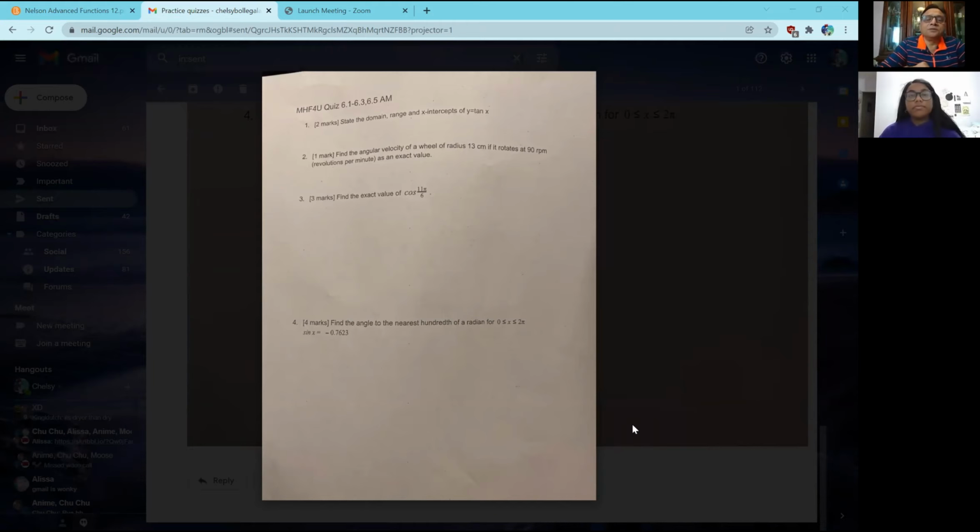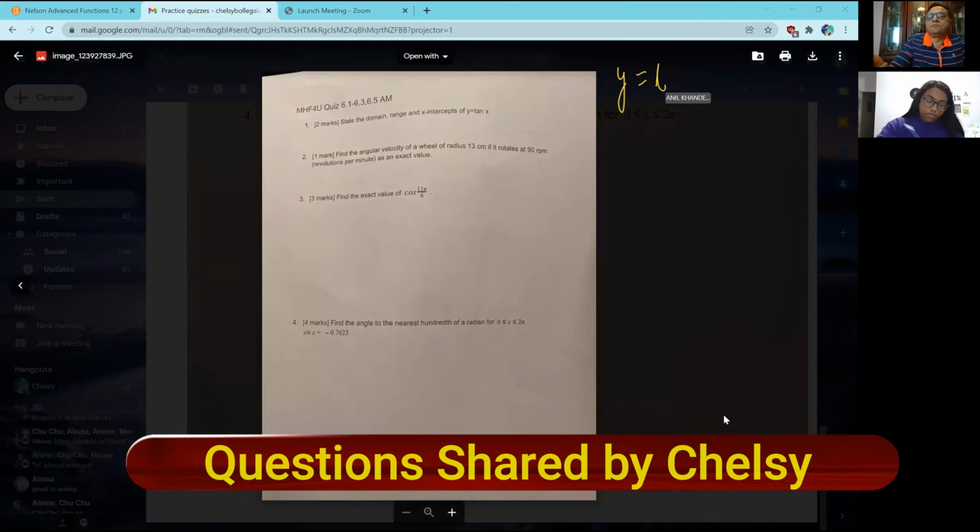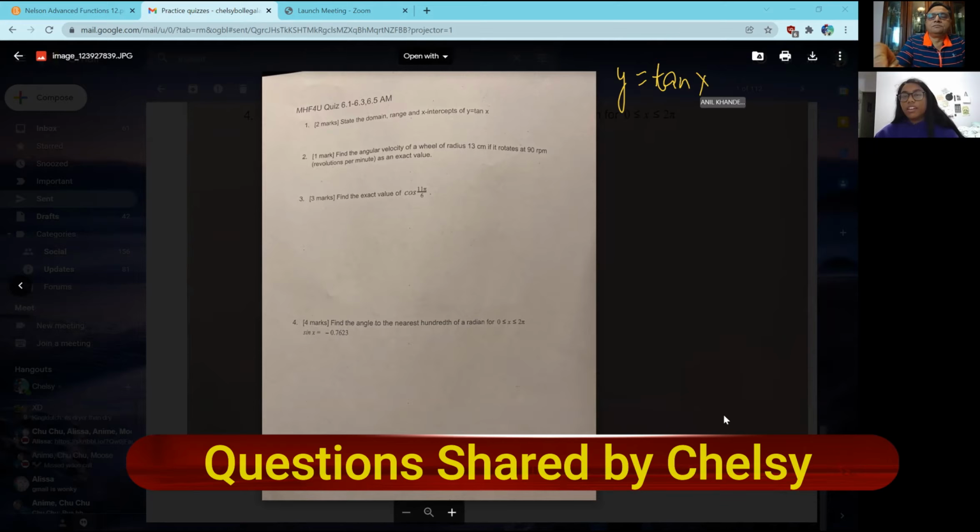Perfect. Okay, so small print. Can you read the first question? We'll look into a solution. Yeah. So the first question is: state the domain, range, and x-intercepts of y equals tan x. Correct. So can you answer this question? So would the domain and range be, for domain, would it be x in R?